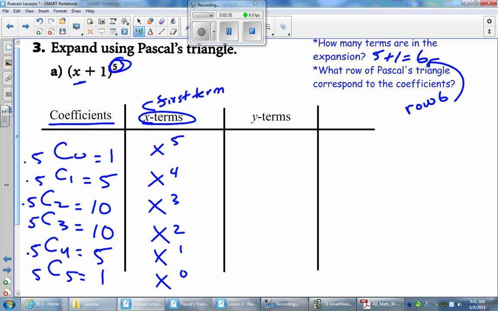Let's go to the y term, which is the second term of the binomial. So the second term of the binomial is simply just 1. So the y terms, remember, x powers decrease by 1, y powers increase by 1. So we start with 1 to the power of 0, 1 to the power of 1, 1 to the power of 2, 1 to the power of 3, 1 to the power of 4, and all the way down to 1 to the power of 5.